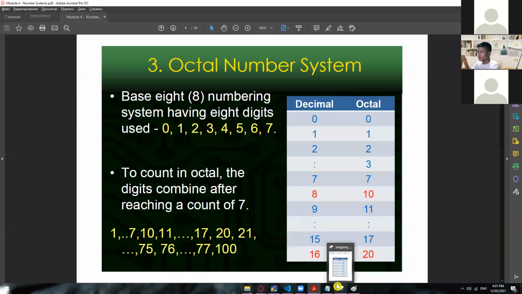Okay, and as you can see right here, it's ranging from 0 to 7, but it jumps right away to 10 to 17, and then 20 to 27, 30 to 37, 40 to 47. So if you take a look at that, it doesn't contain 8 and 9, or 18 and 19, or 28 and 29. Let me explain why we have that kind of sequence in the octal number system.